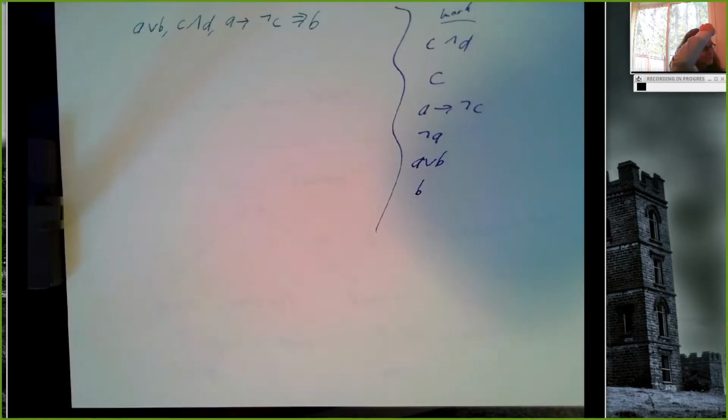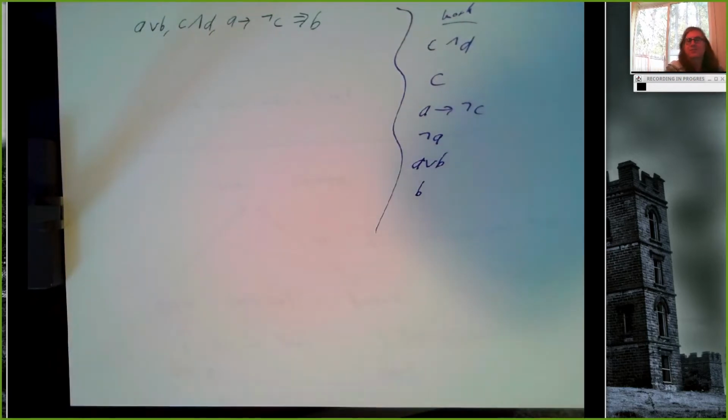So then it's a matter of writing it out formally and numbering your propositions and writing the justifications for each step and so on. But that's a path to the solution.